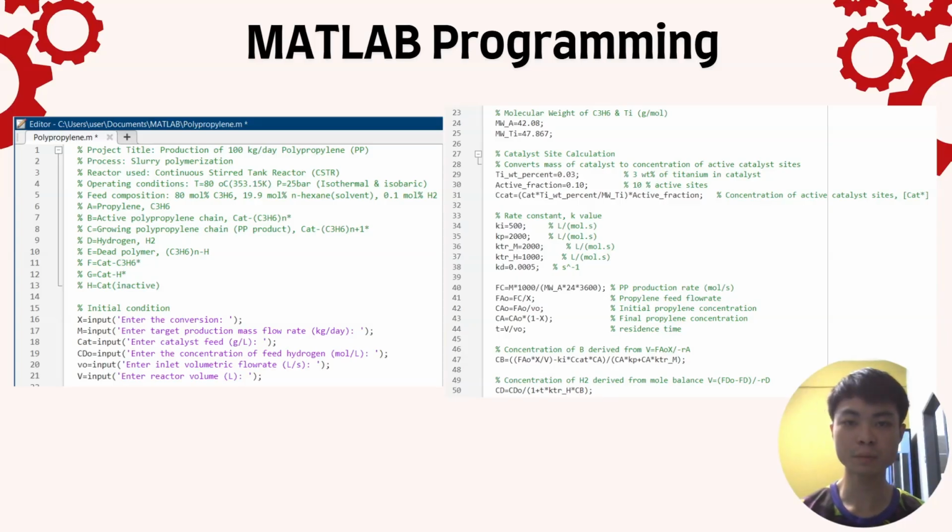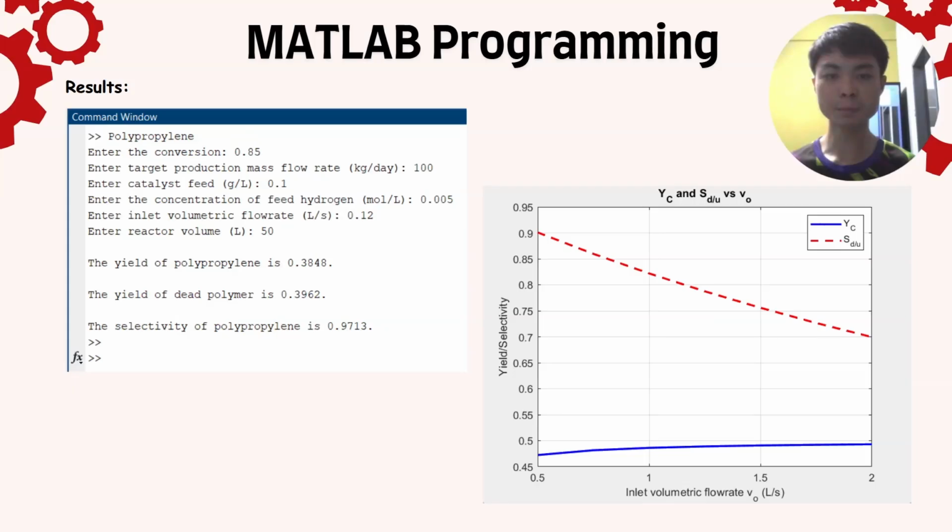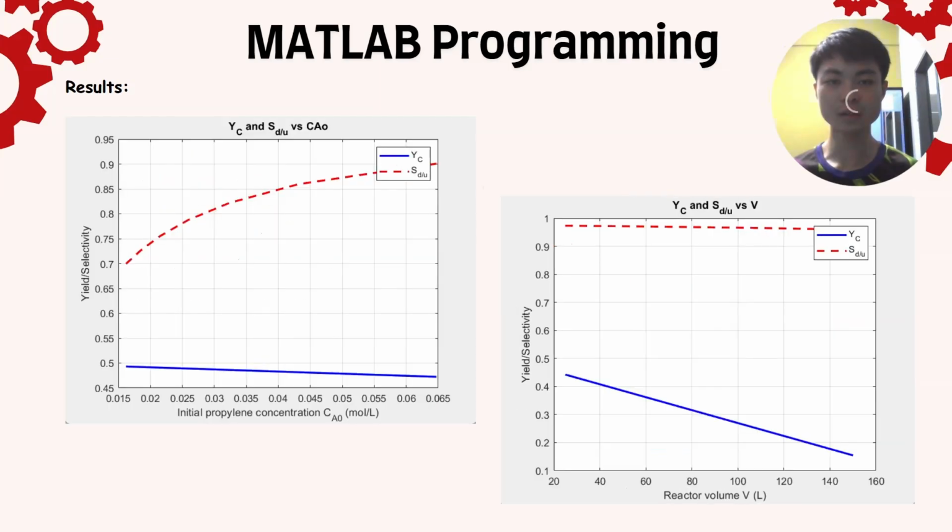Here is the MATLAB programming code that we use to simulate all the calculations and generate graphs. And this is the result obtained from the simulations. The graph of yield and selectivity of polypropylene versus inlet volumetric flow rate, initial concentration of propylene, and the volume of reactor is plotted to examine their effects towards the yield and selectivity of polypropylene.